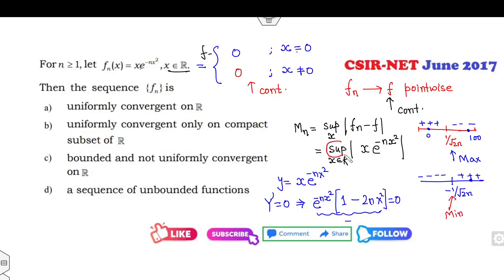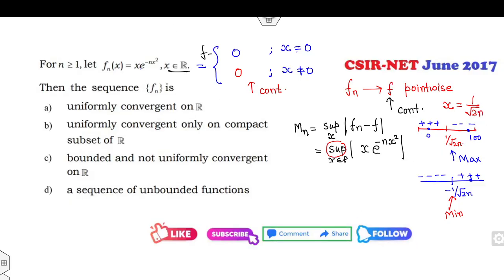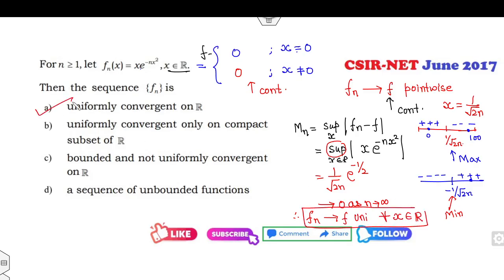Since we need the supremum, I can substitute x equal to 1 over root 2n in this expression and see whether it goes to 0 or not. It is 1 over root 2n times e raised to power minus half. Clearly it goes to 0 as n approaches infinity. What does it mean? f_n converges to f uniformly for all x belonging to the domain. So the first option is the correct option.